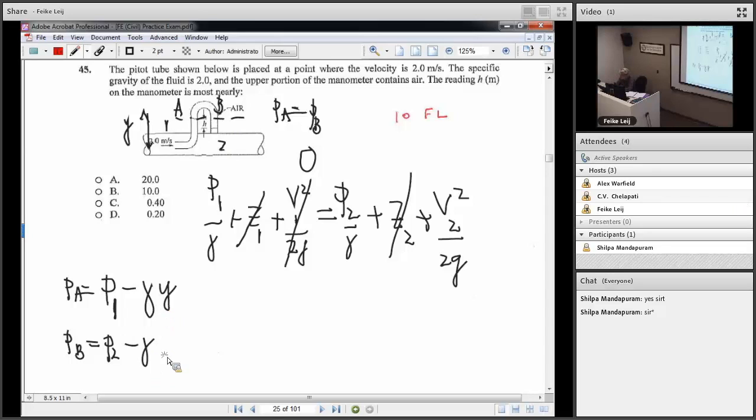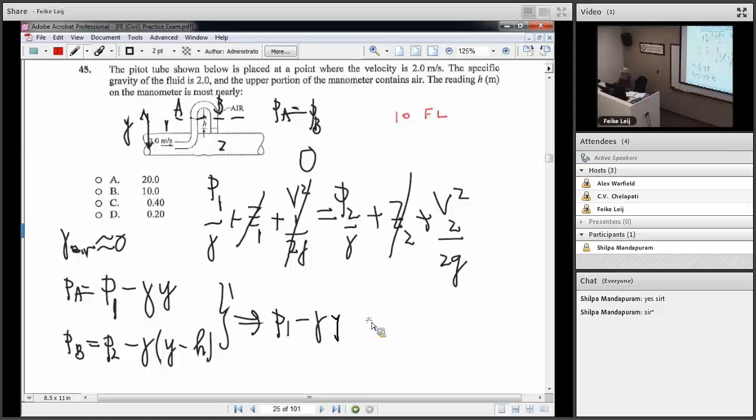And same story for B. PB is P2. Now the pressure at B is going to be less than P2. We need to subtract gamma times Y minus H. We reach this surface. And then we assume that the specific weight of air is so small the pressure doesn't change in the air phase. Gamma air is equal to 0.